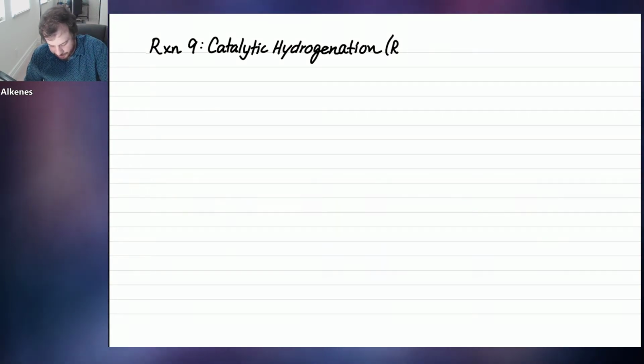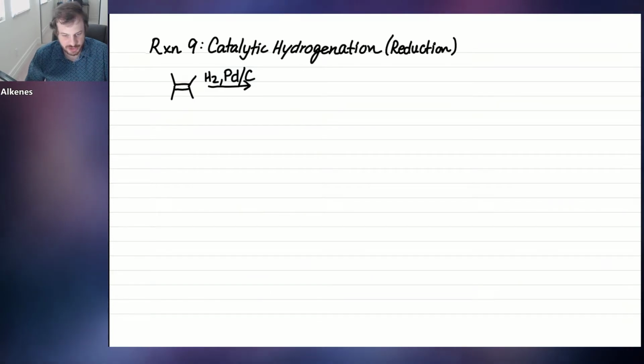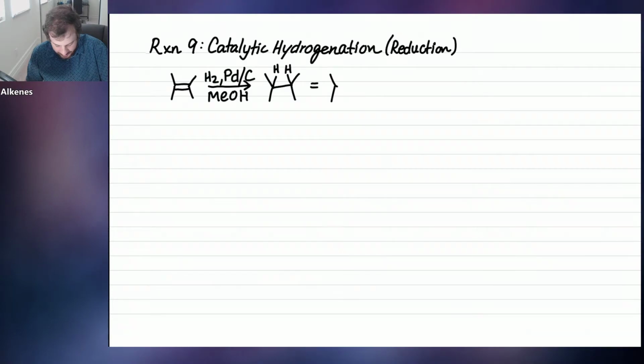Catalytic hydrogenation is also called reduction, catalytic reduction. And this is just a way to delete alkenes. So if you have a CC double bond, and the reagents for this are hydrogen gas, and then there's a metal catalyst, palladium on carbon. It's basically charcoal sprinkled with some palladium metal. And the solvent is typically methanol or ethanol. Solvent's not important here. And it's going to add hydrogens to both sides of the alkene. In effect, this deletes the alkene, right? Because you don't have to draw in those hydrogens. So it takes an alkene and turns it into an alkane. No mechanism. Don't worry about the mechanism.